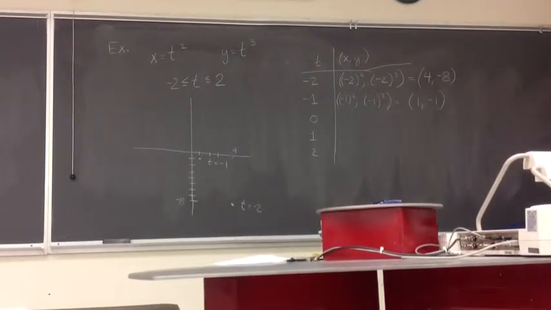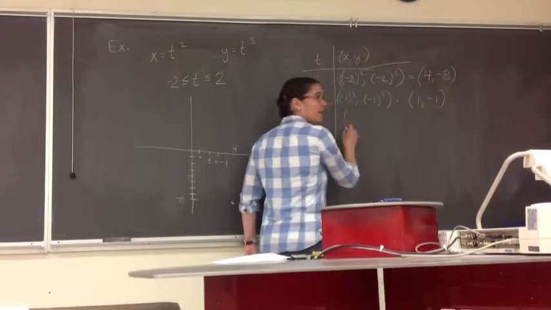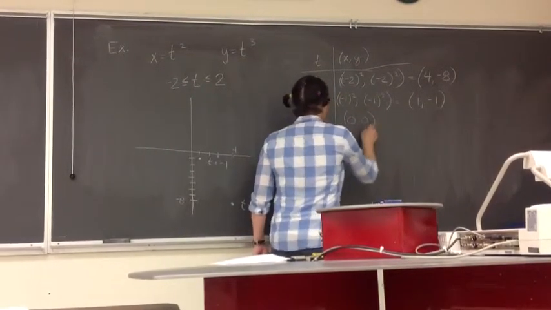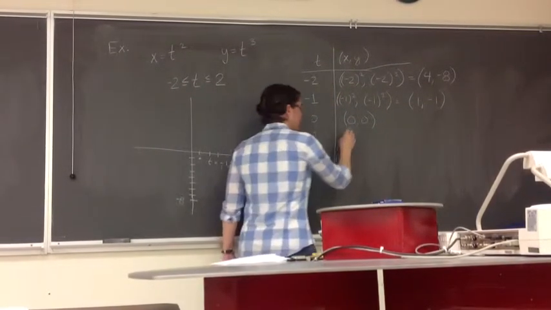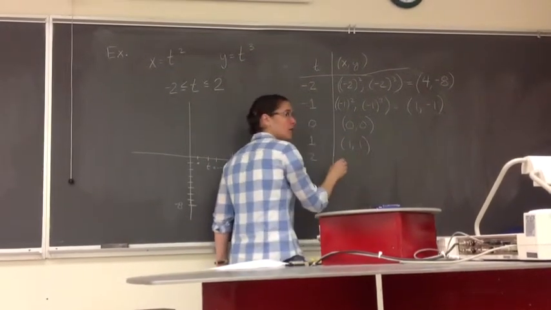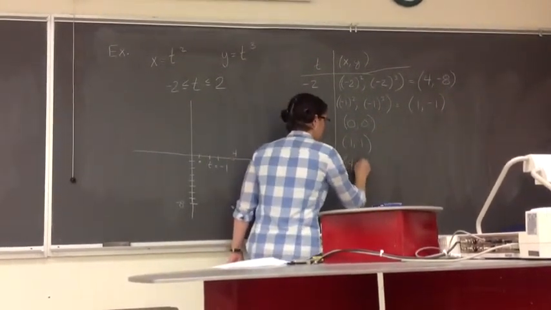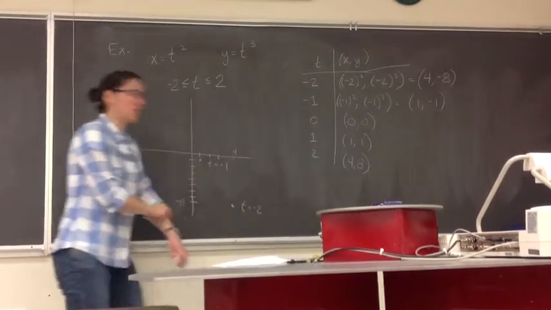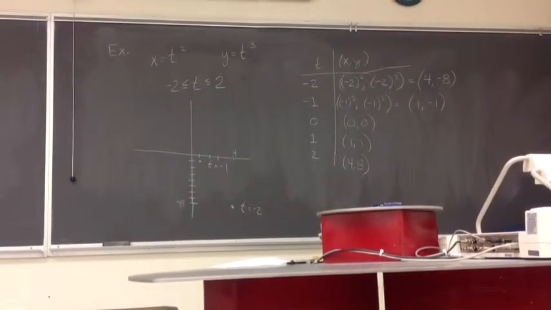For your third ordered pair, the one with t equals 0: 0, 0? All right, how about for t equals 1? 1, 1, and 4, 8. Okay, so we've got 3 ordered pairs, 0, 0, 1, 1, and 4, 8. Do I have agreement on these ordered pairs?